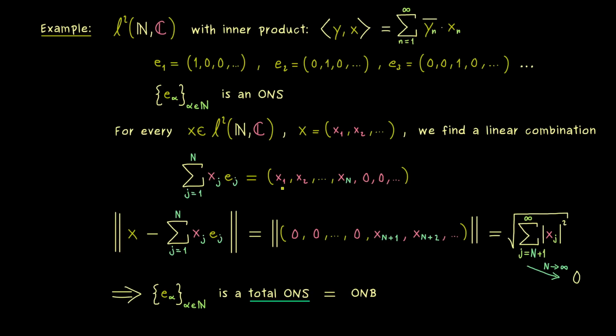And at this point you might ask the question if we can always extend a given ONS such that we get an ONB in the end. I can already give you the answer, which is yes, but we need the completeness of the Hilbert space. And I would say this is something we should prove in the next video.